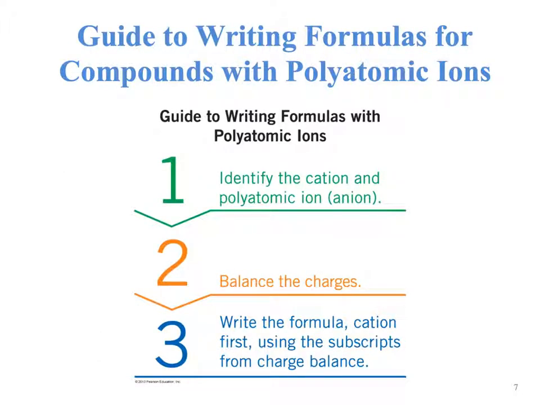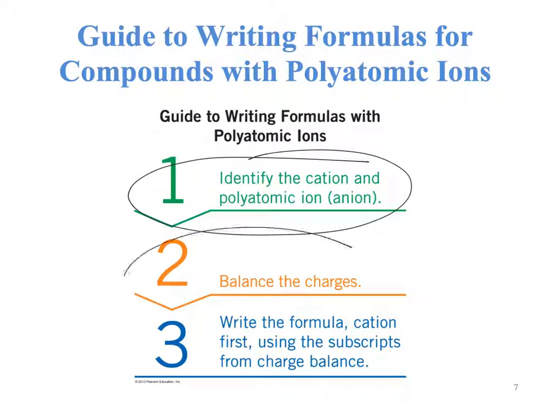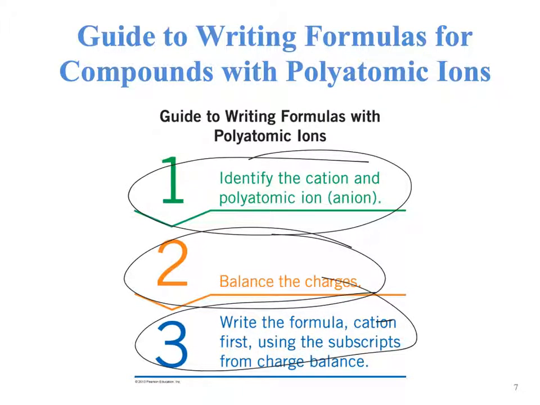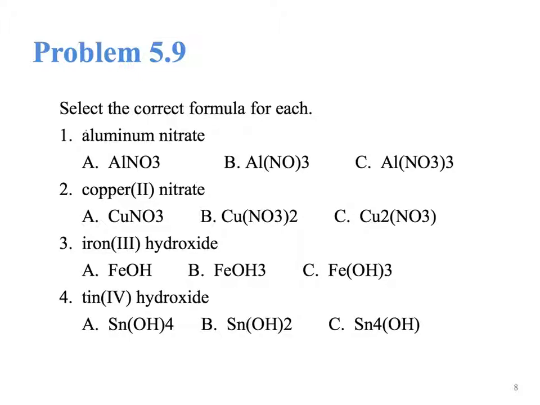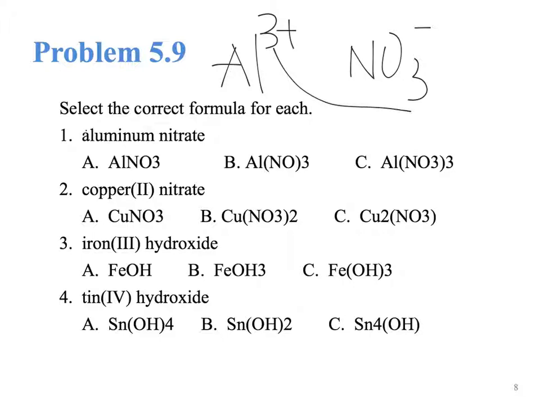The next will be how to write the formulas of the polyatomic ions. So we identify the cation, balance the charges, and then use the subscripts. Aluminum nitrate. So aluminum, we know that aluminum has a 3+. Nitrate looks like this. So we're going to have 3 nitrates and 1 aluminum.